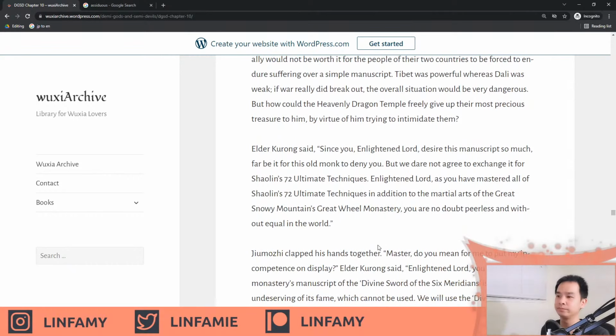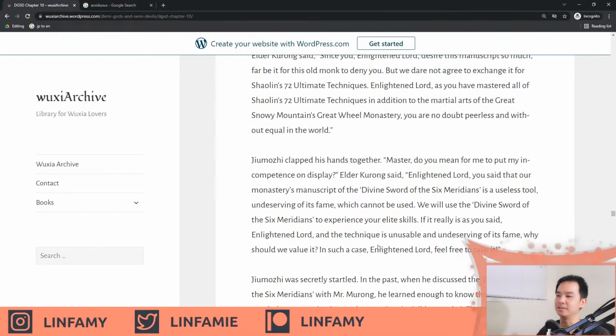Elder Kurong said, since you, enlightened Lord, desire this manuscript so much, far be it for this old monk to deny you, but we dare not agree to exchange it for Shaolin's 72 ultimate techniques. Enlightened Lord, as you have mastered all of Shaolin's techniques, in addition to the martial arts of the Great Snowy Mountains Great Wheel Monastery, you are no doubt peerless and without equal in the world. Jiamozi clapped his hands together. Master, do you mean for me to put my incompetence on display?